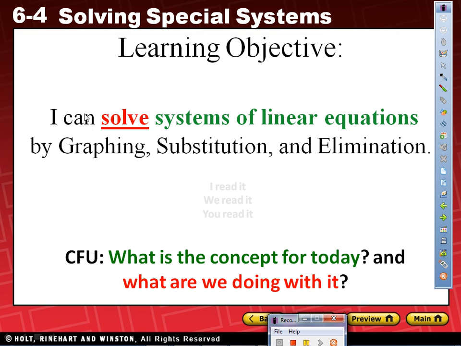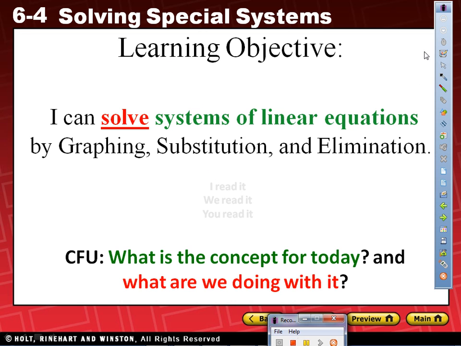All right, so our objective for today: I can solve systems of linear equations by graphing, substitution, and elimination. Now notice that we already know how to do these three, hopefully, most of us. But today we're going to look at something called special systems. There are special situations that you need to remember in regards to systems of equations, okay?